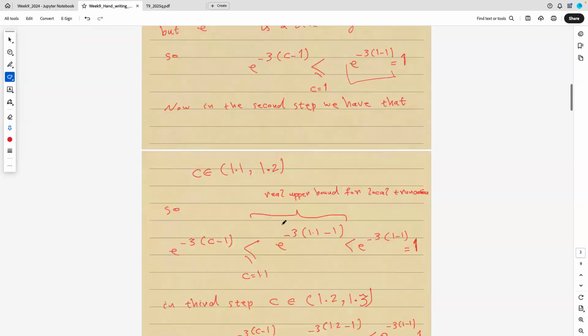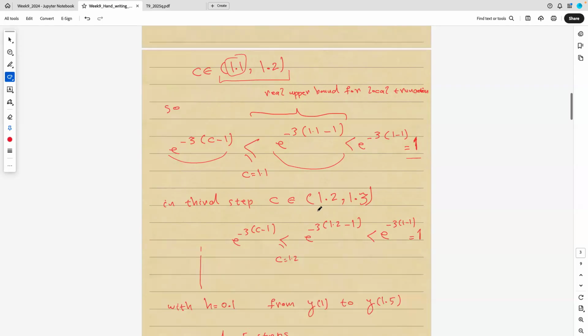Now, in the second step, c will belong to this interval xn comma xn plus h. So c will be belonging to this interval. Therefore, again, e to the minus 3 times c minus 1. So the upper bound will happen in this interval. It will happen by choosing c equal 1.1, and this is definitely less than if I choose c equal 1. Okay, so it will be again 1.